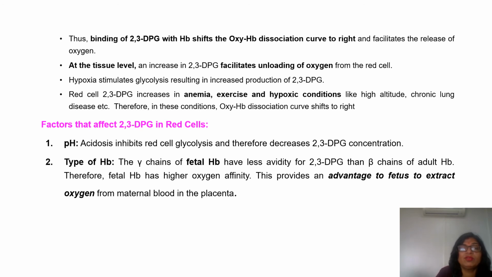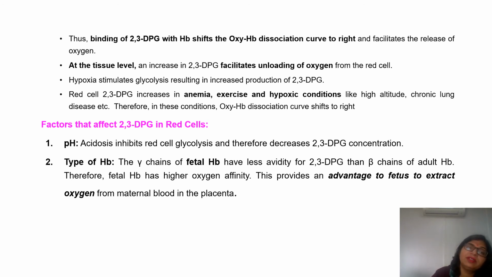Hypoxia stimulates glycolysis, resulting in increased production of 2,3-DPG. Red cell 2,3-DPG increases in anemia, exercise and hypoxic conditions like high altitude, chronic lung diseases, etc. So in these conditions, the oxyhemoglobin dissociation curve will shift to the right.